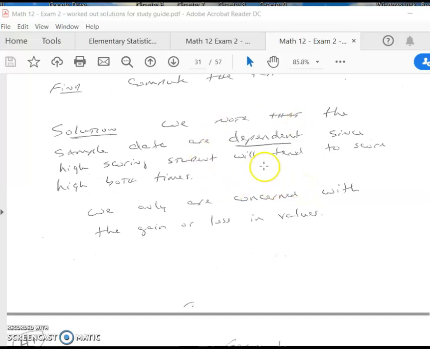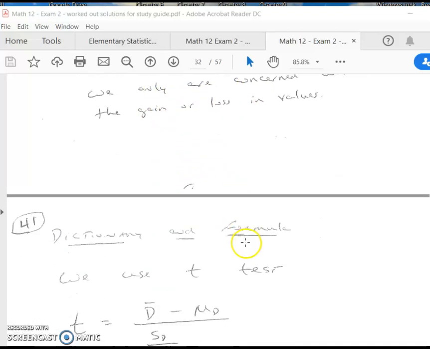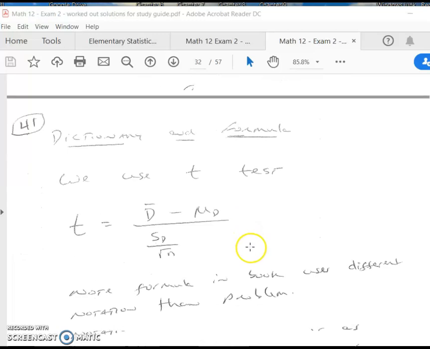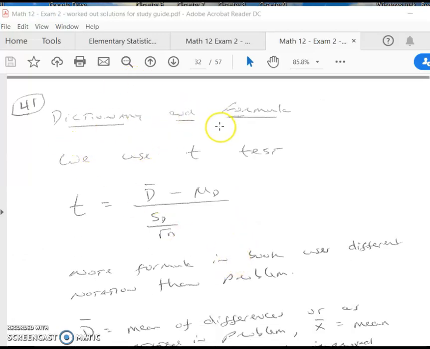Okay, so first of all, here's my solution. We note that the sample data are dependent since a high-scoring student will tend to score high both times. We are also only concerned about the gain or loss in values. We don't care what the scores are. All we care about is, did it go up or did it go down? So now here's my dictionary and formulas.